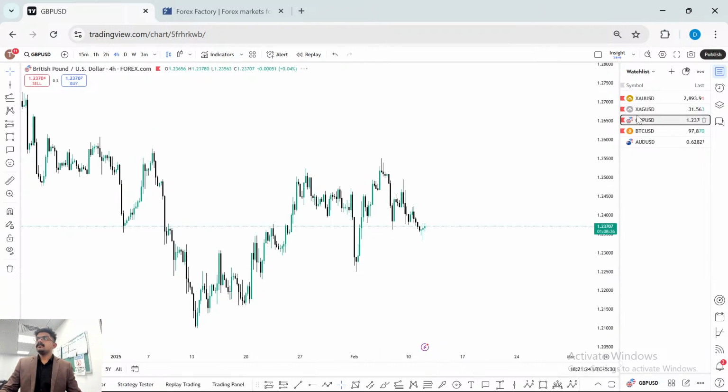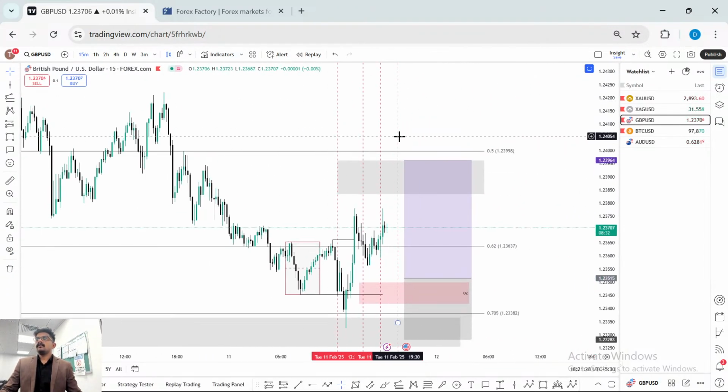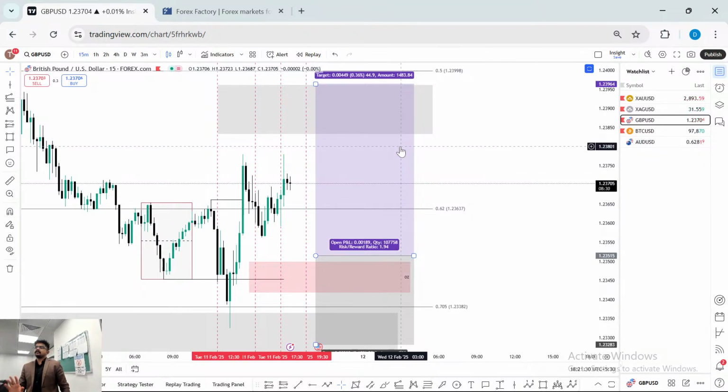Okay. So today the only trade we have is GBP USD, and let's see about gold, whether it'll come or not.